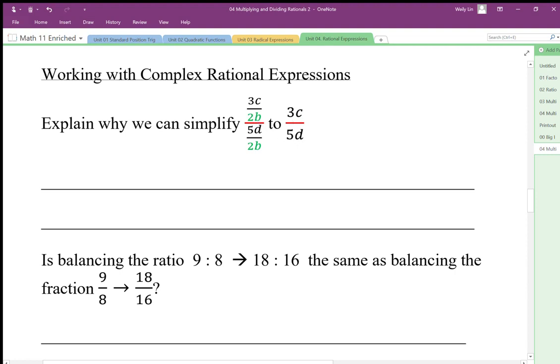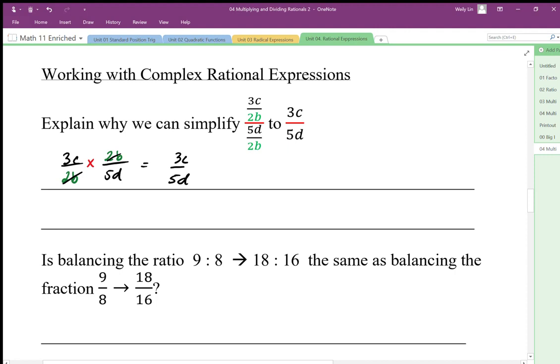So how can we justify this? Well, there's a couple ways we can do this. The simplest way is to take my 3c over 2b in the numerator, and instead of divide, I'm going to change it to times. Instead of dividing, I'm going to multiply by the reciprocal. So my reciprocal ends up being 2b all over 5d. And we can see that the 2b's cancel out, and we end up with 3c over 5d. So we can show that simply by multiplying by a reciprocal and showing that those cancel out.